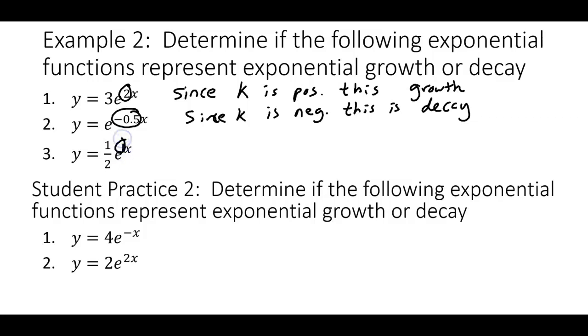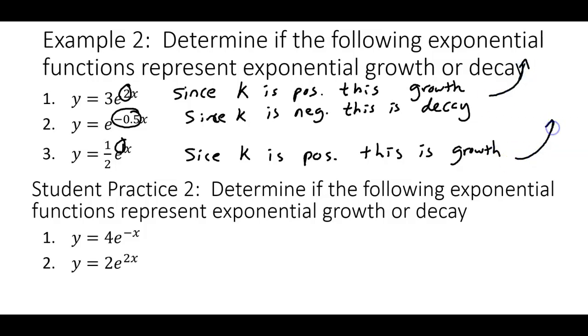So, in this case, since k is positive, this is growth. So in other words, number 1, the graph would be going up, and on number 3, the graph will be going up. But on number 2, the graph goes in a downward direction over time.